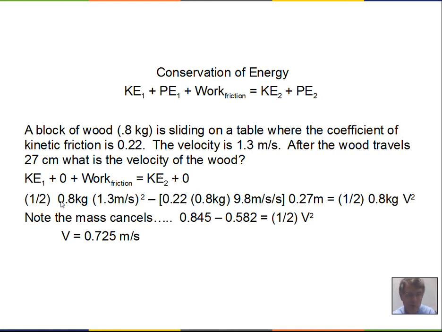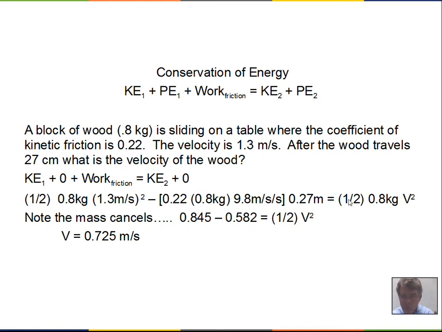Well, we do have an initial kinetic energy, and 1/2 mv squared gives us the kinetic energy, so 1/2, 0.8 kilograms, 1.3 meters per second, squared. Here is our work done by friction. We have the coefficient of friction, 0.22, times 0.8 times 9.8 gives us the normal force. So this is the force of friction acting over 0.27 meters, and we don't have to find a component of the force of friction. It's always directly opposite the velocity, directly opposite the displacement. So we have the full 0.27 meters.